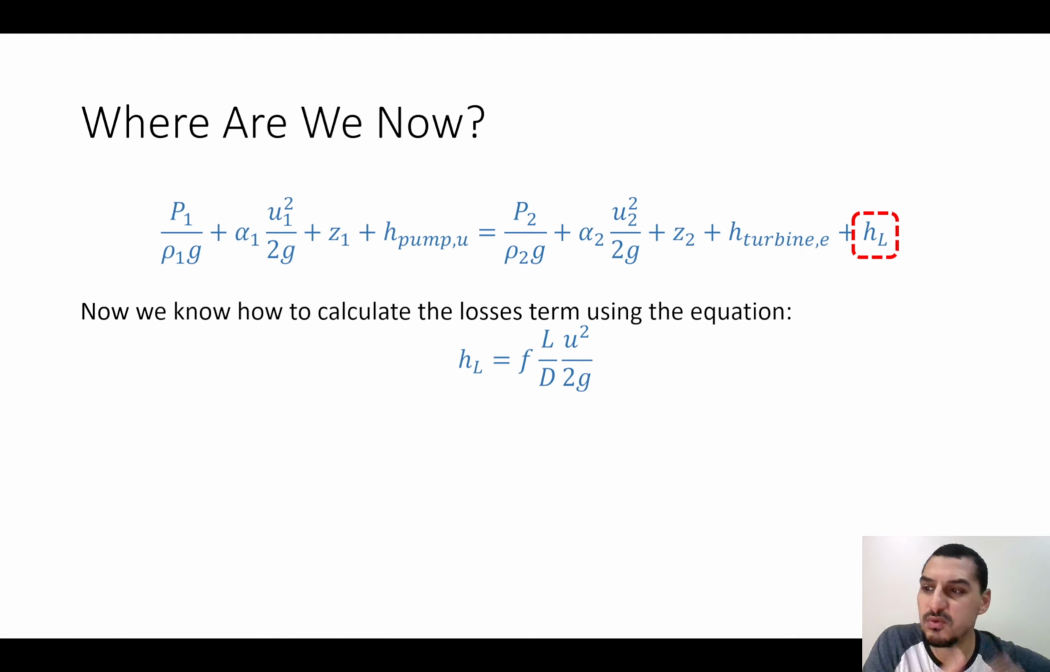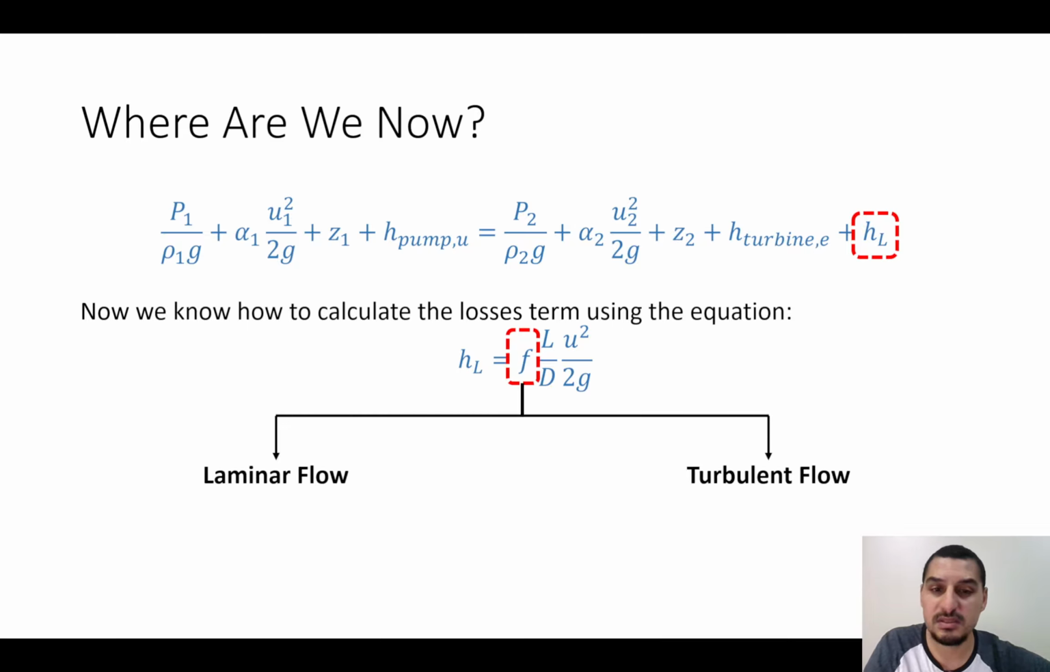What makes this equation very interesting, and why we like to use it, is that we can use it for almost all the cases that we have. It's not like the Poiseuille equation, which is only valid for laminar flow. This equation is valid for both laminar and turbulent flows, and what makes it valid for both is this friction factor.